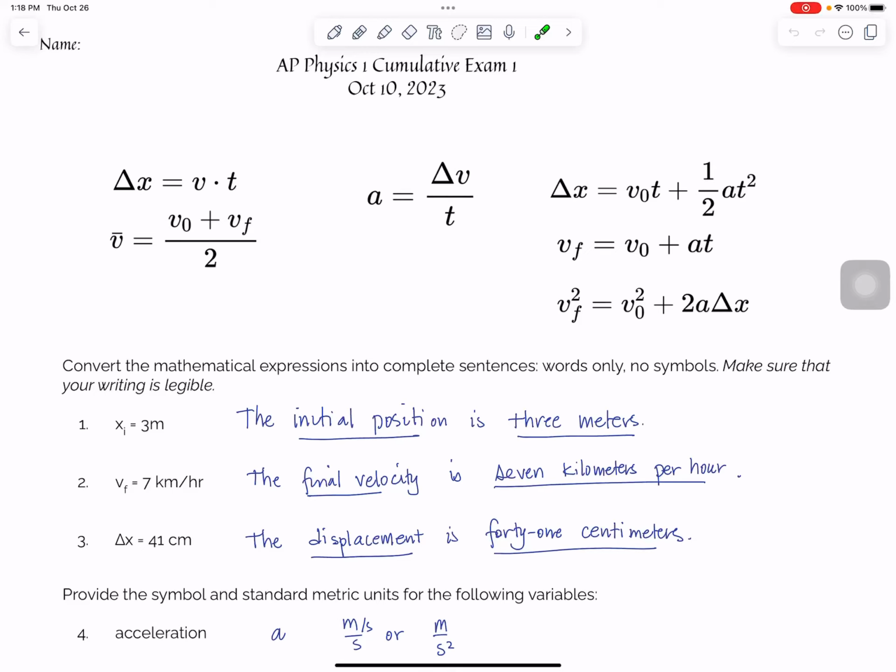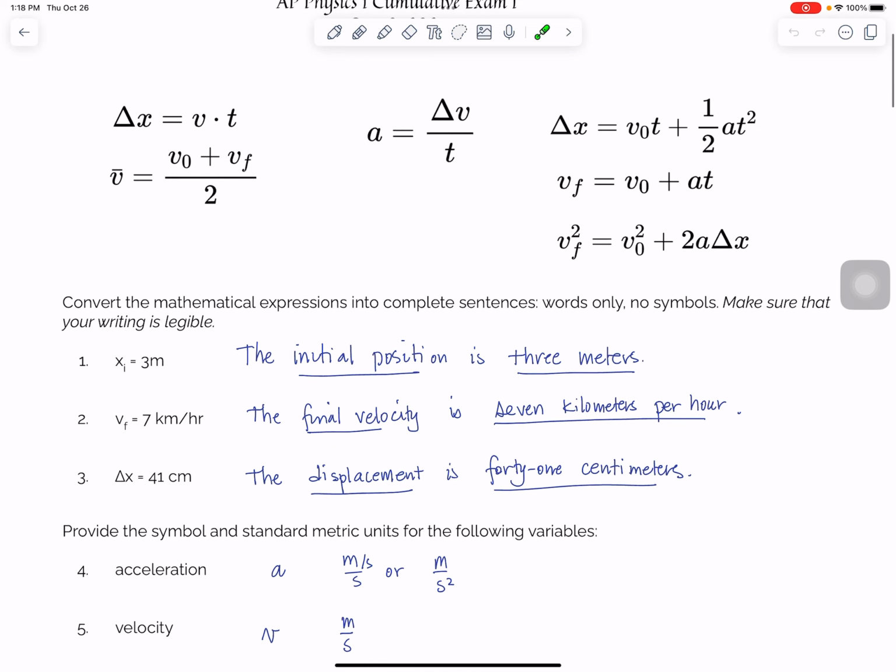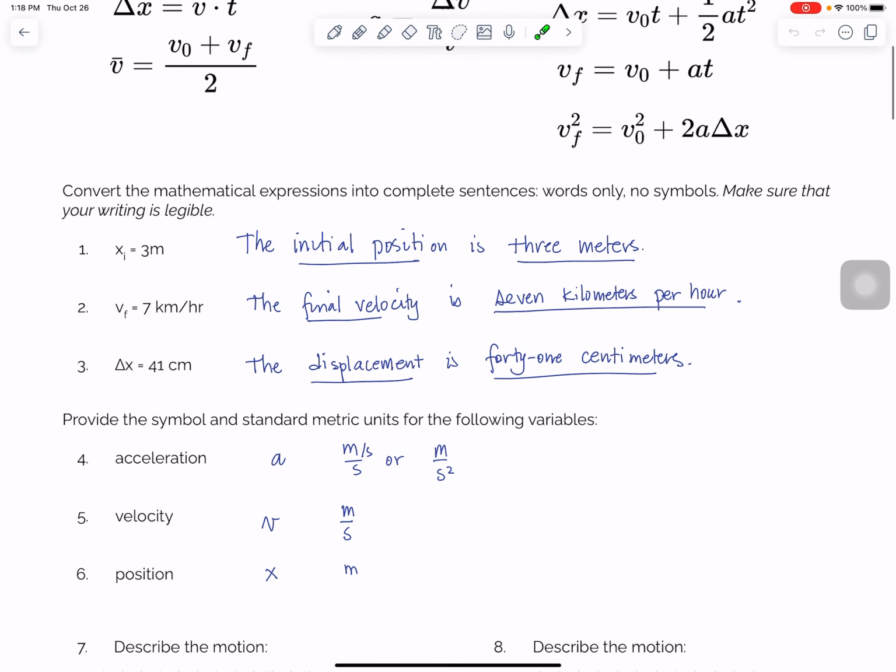Okay, here's a review of Cumulative Exam 1. Parts of it I'm going to go through fairly quickly, so always feel free to ask me questions later. For questions 1, 2, and 3, each one of them was worth 2 points, 1 point for what I underlined. So initial position is 3 meters, 1 point for initial position, 1 point for 3 meters. And similarly for 2 and 3.